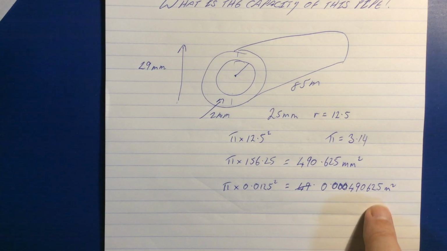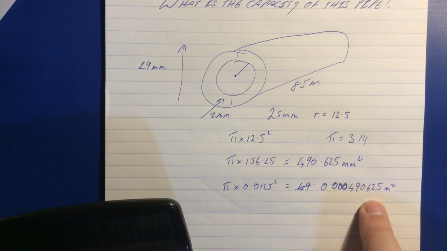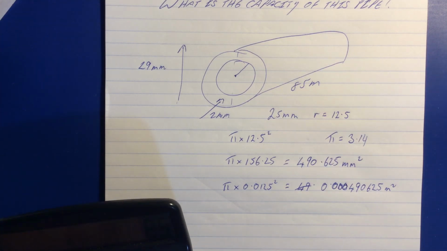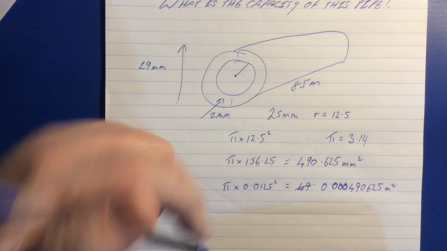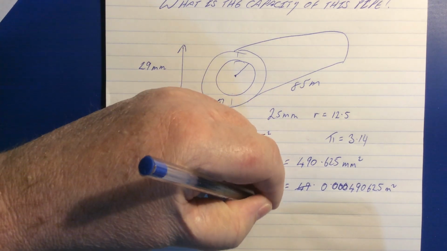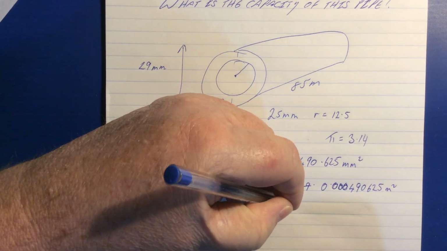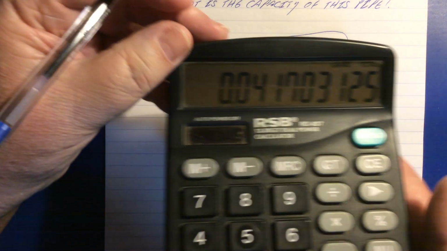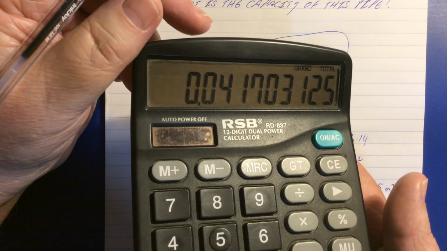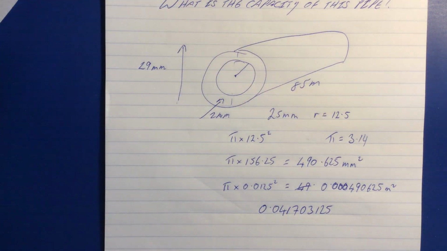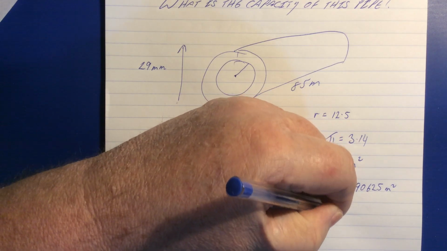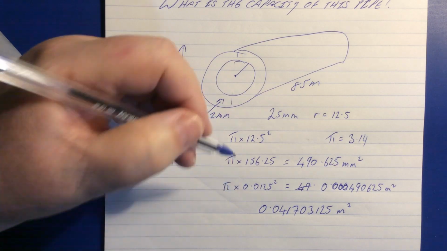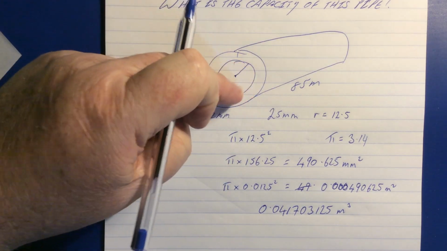We have our number. And what we're going to do is multiply that by 85, which is the length in meters. And what we get is 0.041703125. There it is. That's it multiplied by 85. And that is meters cubed. That's the volume inside that.